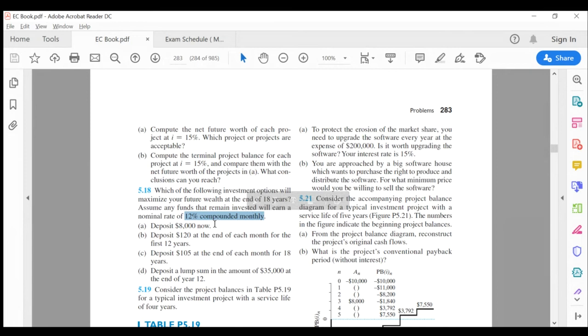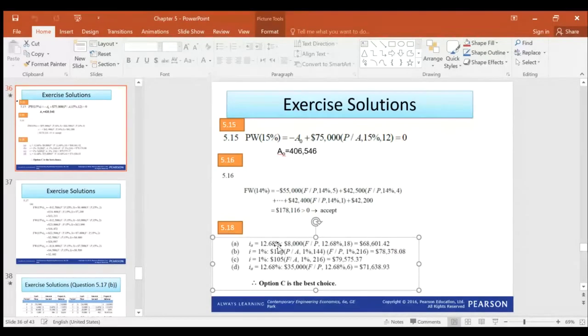We solved it for part A. I'll share the solution again. If you look here in this exercise, I see I is 12.68. So using our basic formula, F equal to P, 8,000 times 1 plus I, 12.68%, to the power 18, it is going to be 68,601. This is the future worth.